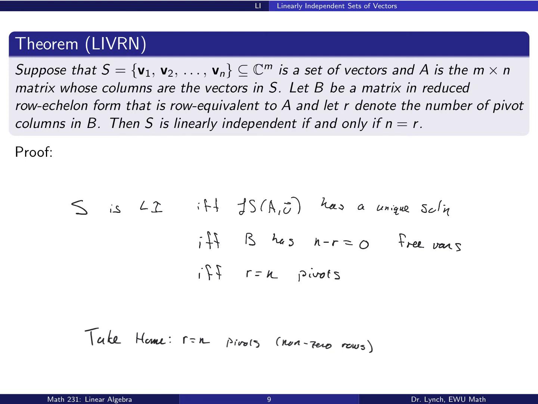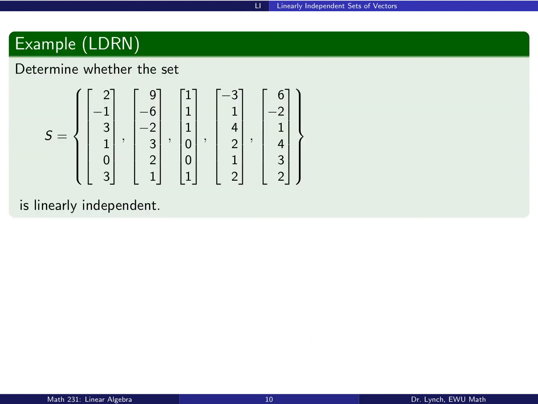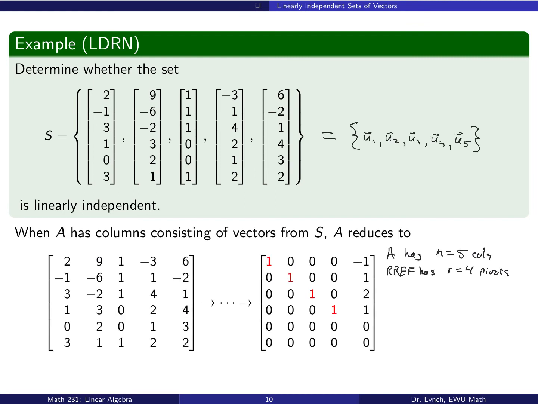Okay, so let's go ahead and think about this set S containing 5 vectors from C6. To have a look at linear independence of this set, we'll go ahead and form A, where columns of A are elements from the set S. We'll go ahead and reduce that to reduced row echelon form. And here's what we find.